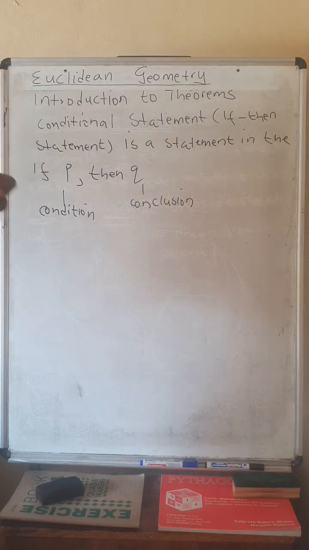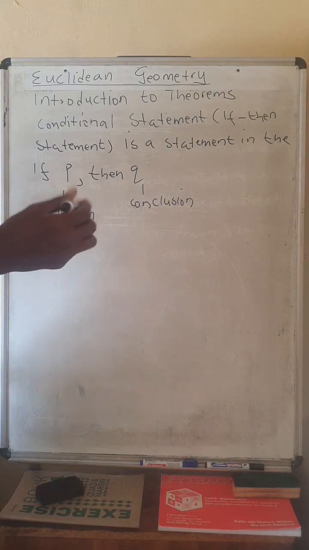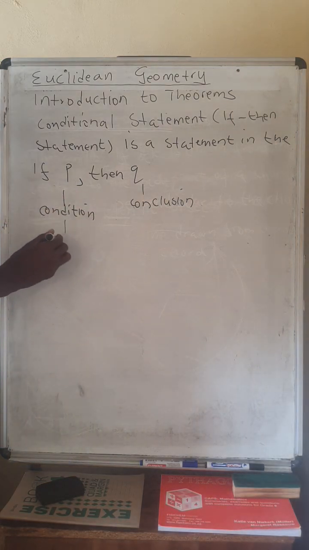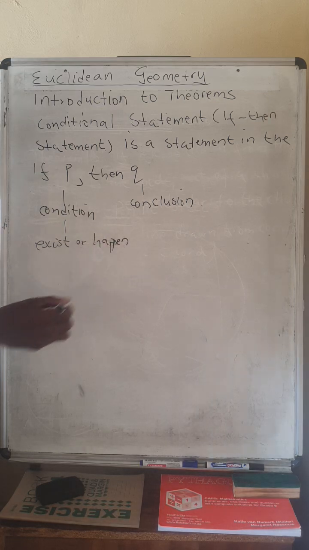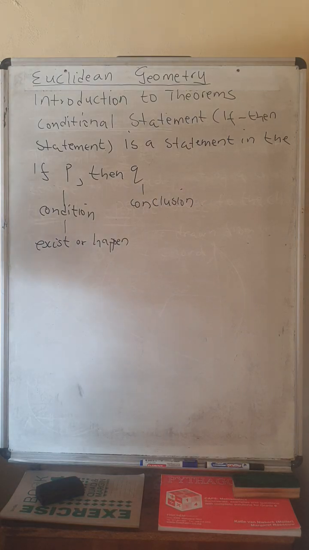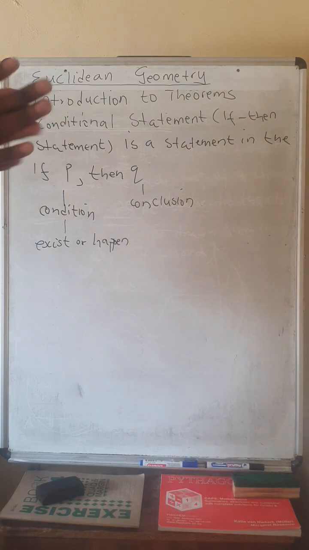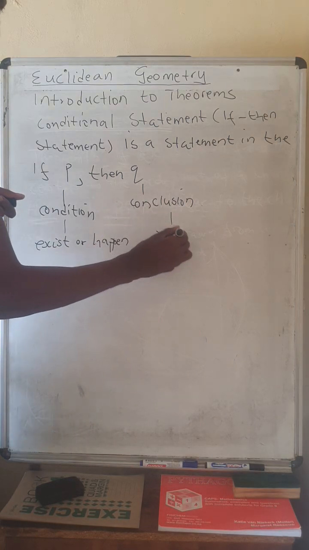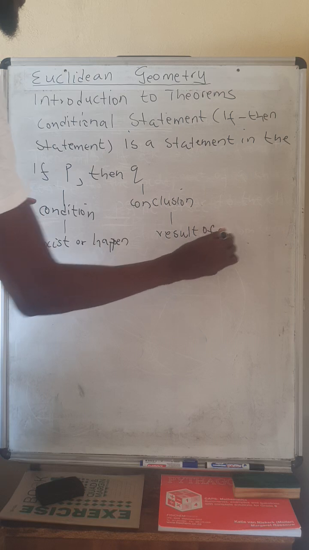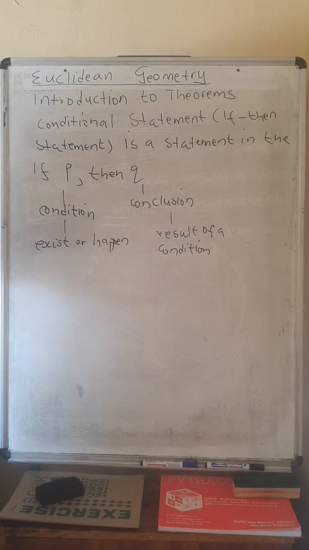In order for you to fully understand the conditional statement, you need to understand what a condition is and what a conclusion is. A condition, by definition, is something that must exist or happen before something else can happen. And then we also have a conclusion. A conclusion is the result of a condition.